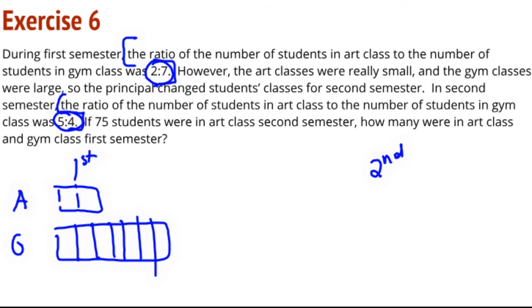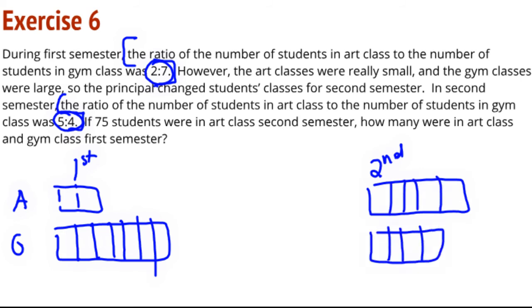In second semester, I've got art class as 5, and gym class is 4. And it says there are 75 students in art class in second semester. So they've given me the value of this right here and said, hey, this will be 75. And 75 divided by 1, 2, 3, 4, 5 is 15. So each of my units will be worth 15. Which means each of these is worth 15.